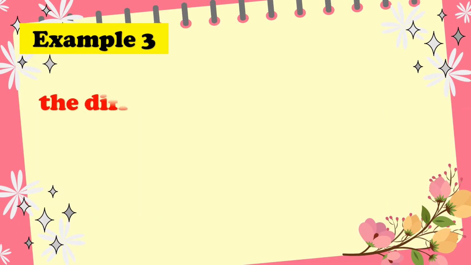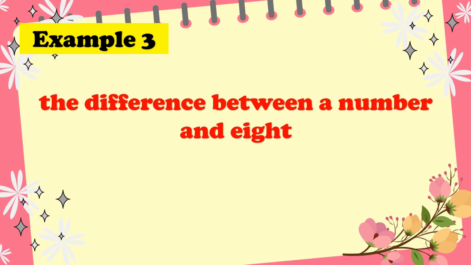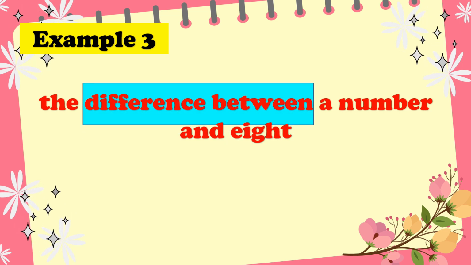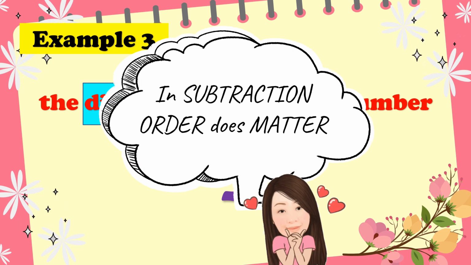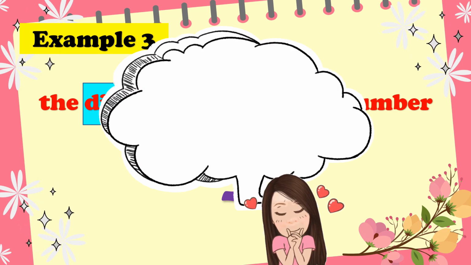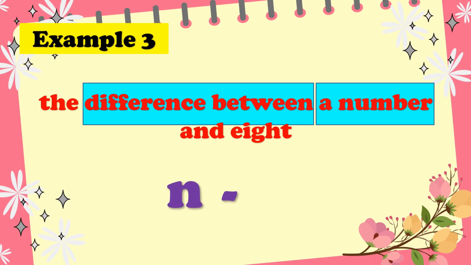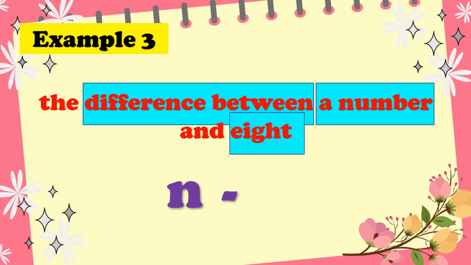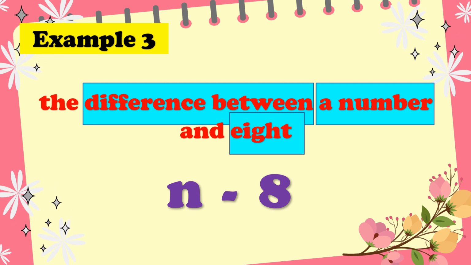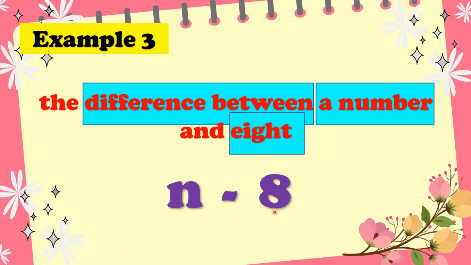Example number 3. The difference between a number and 8. Now, ano yung keyword na meron tayo dito? The difference between. At ang difference between ay nag-indicate ng subtraction. Tama. Tatandaan natin kapag subtraction ang process, mahalaga yung order. So, ano yung quantities na isa-subtract natin sa isa't isa? A number represented by n or any letter unless stated, and 8. So, ilalagay natin yung 8 dito. So, pag sinabing the difference between a number and 8, pwede natin siyang isulat as n minus 8.